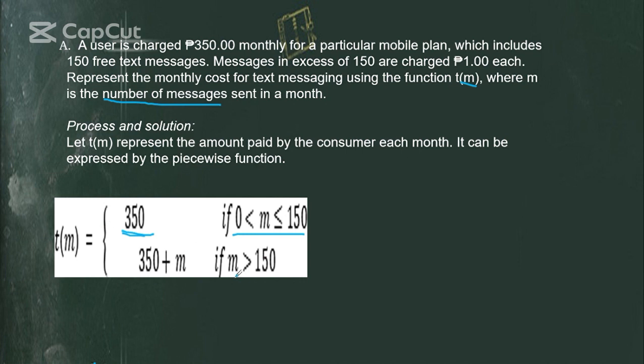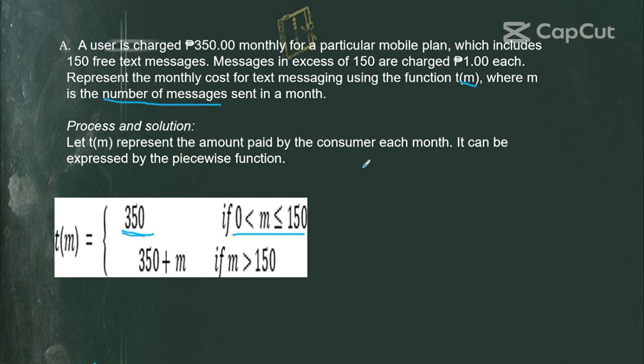But if you have greater than 150 messages, you need to use the second formula, or the sub function, 350 plus M. Here M is the number of messages in excess of 150. For example, 152. So your excess messages sent in a month is 2. Times 1, you put 2 there. So you need to pay 352.